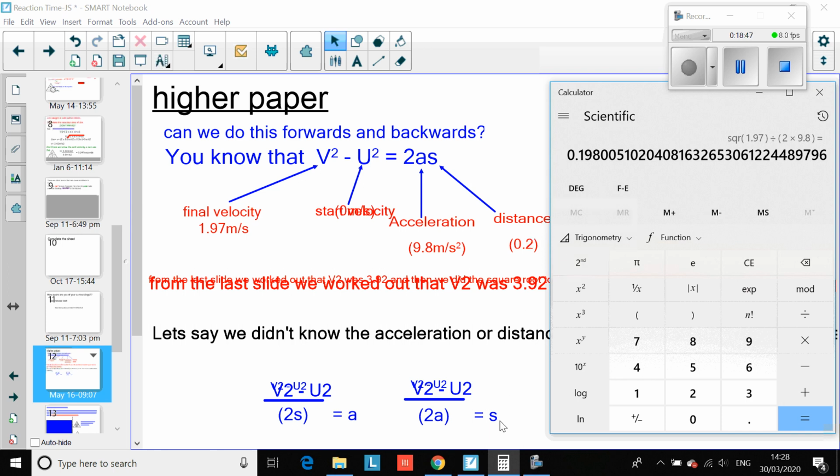Okay, so it might be worth having this in your book next to this equation. This is the equation you'd be given in the exam. What you would do is v squared minus u squared divided by 2s equals a. And then v squared minus u squared divided by 2 times the acceleration, or 2a, equals s, the distance. It might be worth having those in your book now.